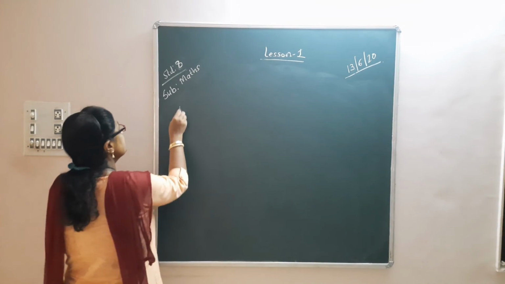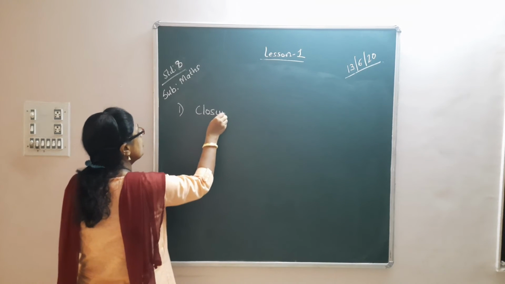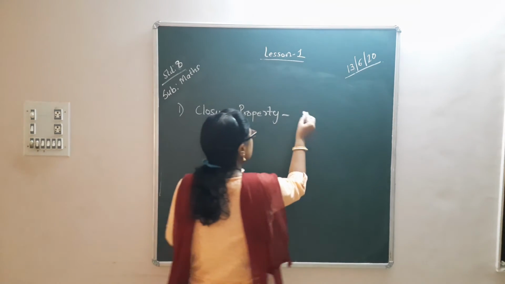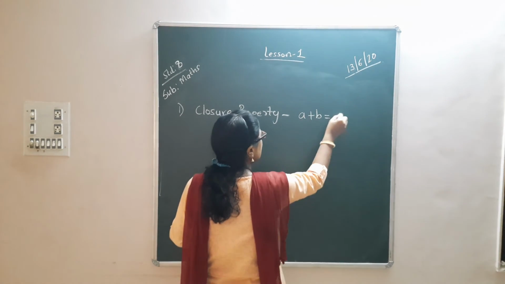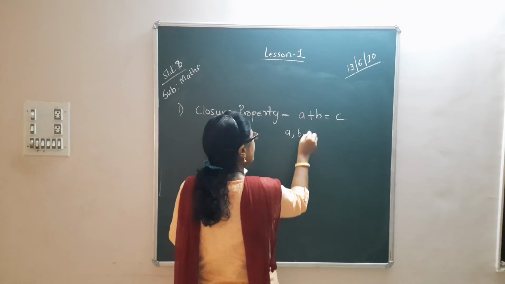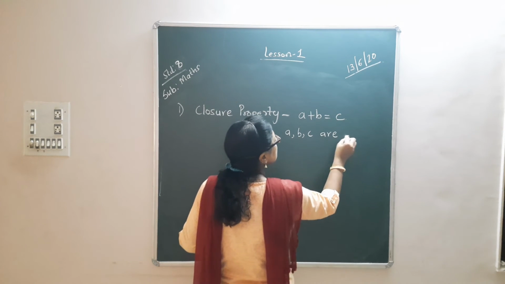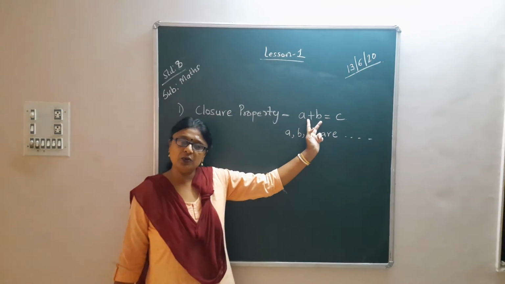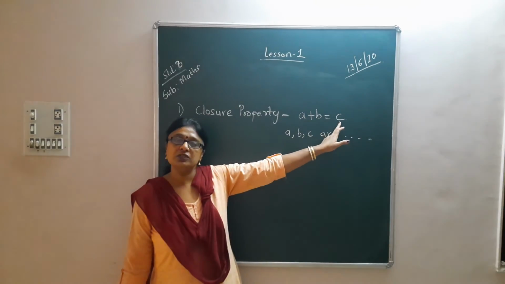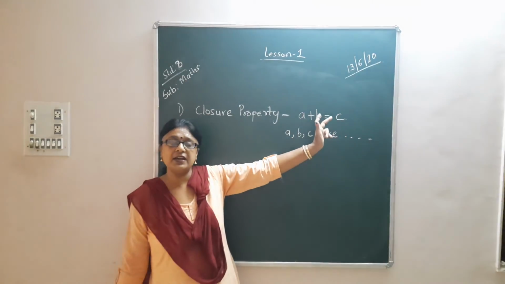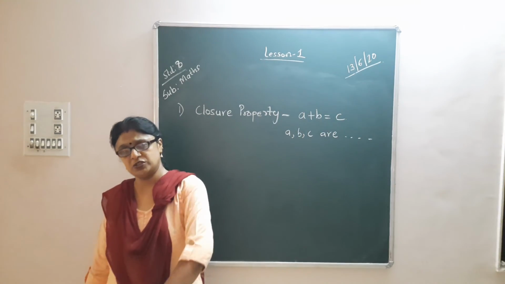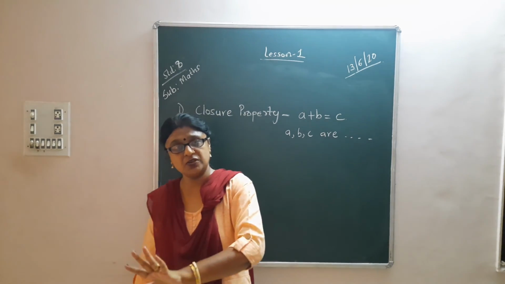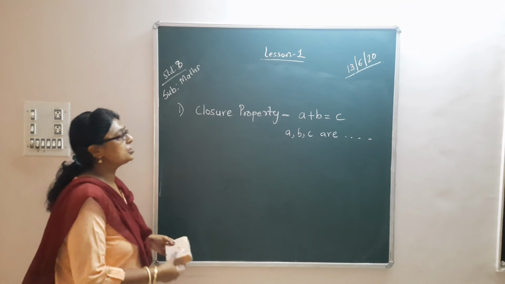The 3 types of properties. So first is closure property. What is the general form? a plus b is equal to c, where a, b and c are whatever numbers. Okay? Closure property means when you add 2 numbers, then the answer is also the type of number which you have decided. If you add 2 whole numbers, answer should be also whole number. When you add 2 natural numbers, answer is also natural number, and so on. So that is the closure property.